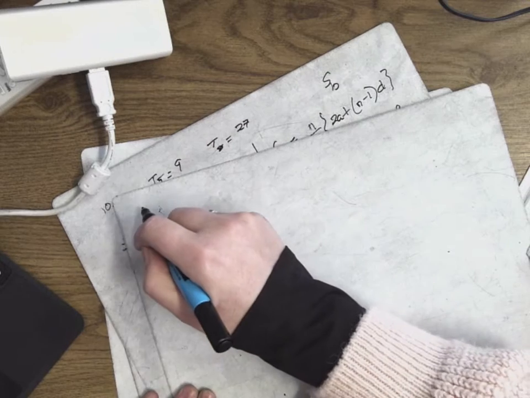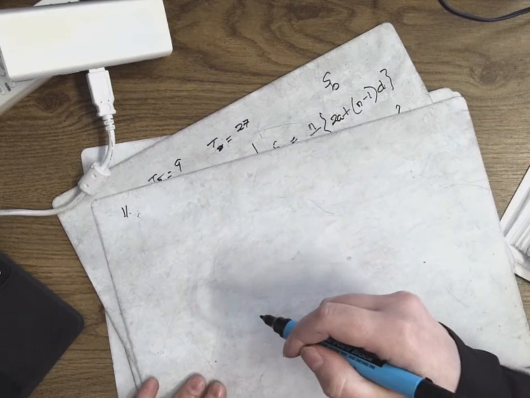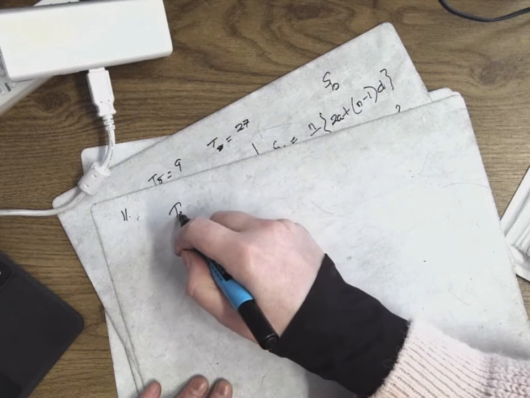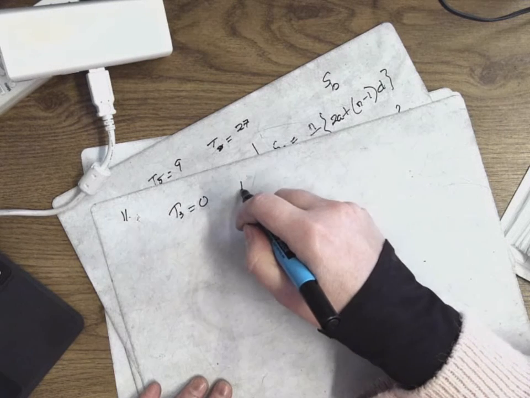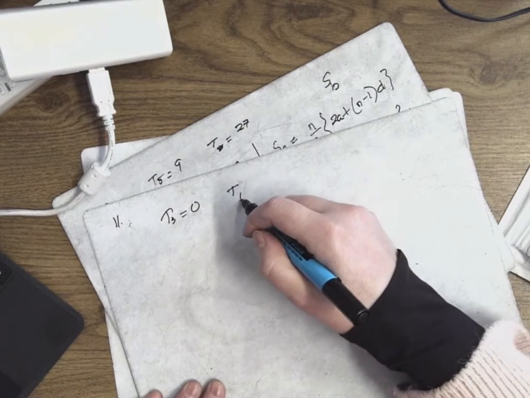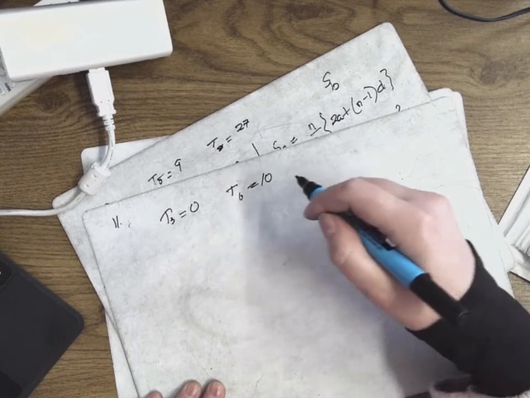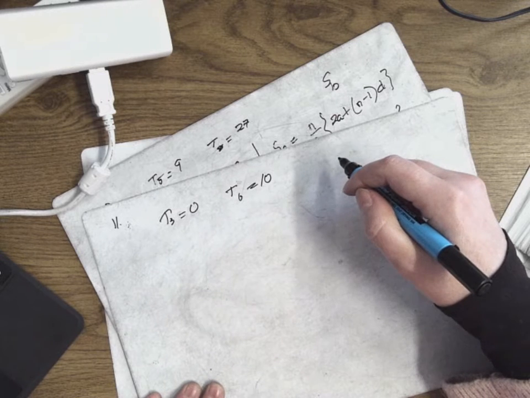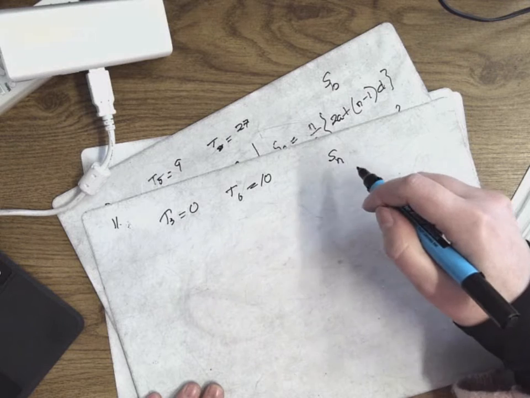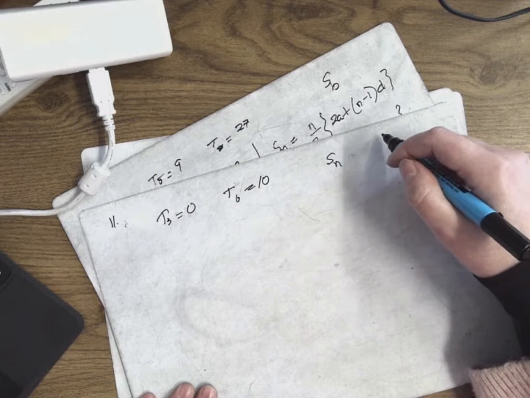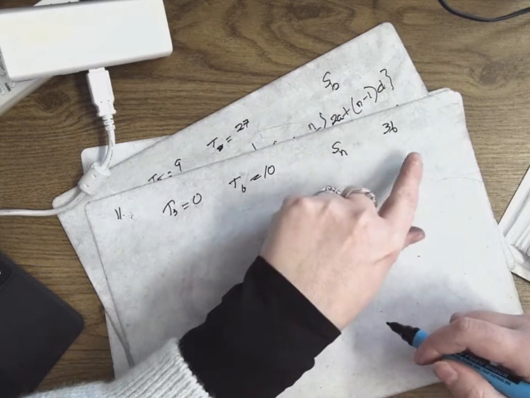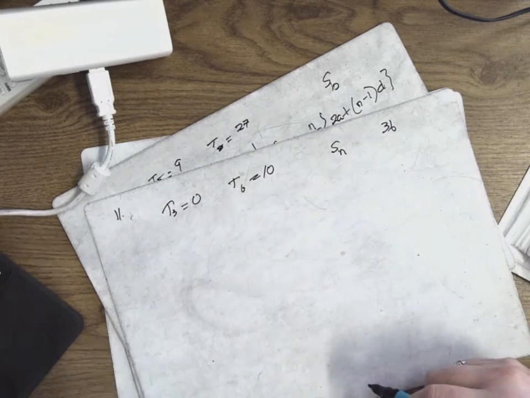So number 11. It says in an arithmetic sequence T3 is 0 and T6 is 10. It says find the values of A and D and hence find the Sn. Then they want them all to add up to 36. So there's find A and D, then find Sn, and then find where Sn adds up to 36.